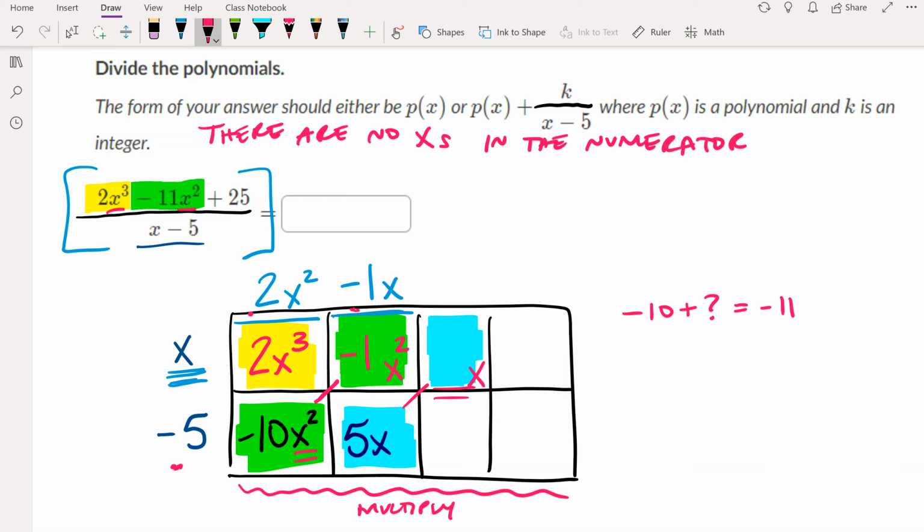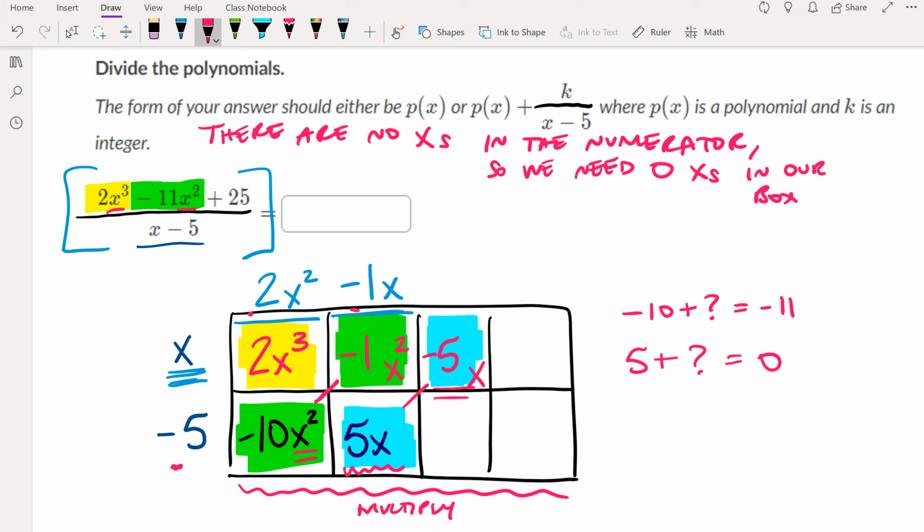Okay, so how many x's do we need in our box? What's the same as none in math? What number? 0. So we need 0 x's in our box. But how many x's do we have in our box right now? We have 5 x's in our box. So the question is, 5 plus what will give me 0? It has to cancel out. 5 plus negative 5. So that's what has to go there. Then we get to 0 x's in our box if we add these. 5 plus negative 5 gives me 0.